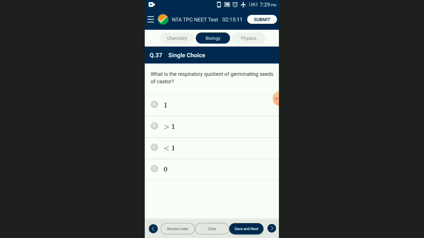In germinating seeds like castor, mustard seeds, etc., the fats or oil are used as the respiratory substrate. Respiratory quotient is 0.7. So the answer for this question is less than 1.